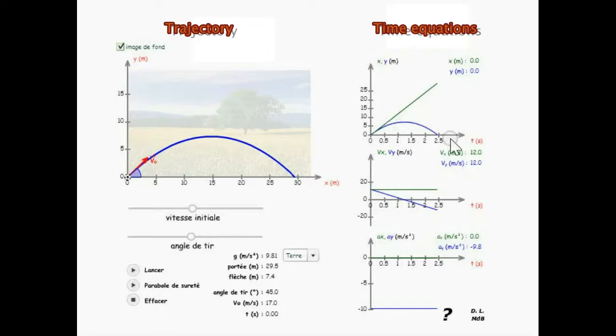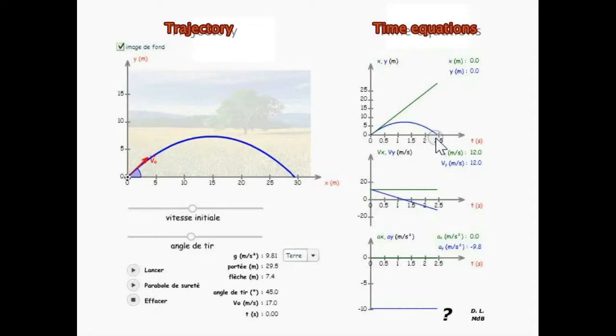Along y, we see it is a curve. Okay, it is increasing, then decreasing. And if you see the trajectory, it is basically the same thing. When it goes up, y increases, as you see here. It reaches a point, which is the vertex, and then y decreases until becoming 0.